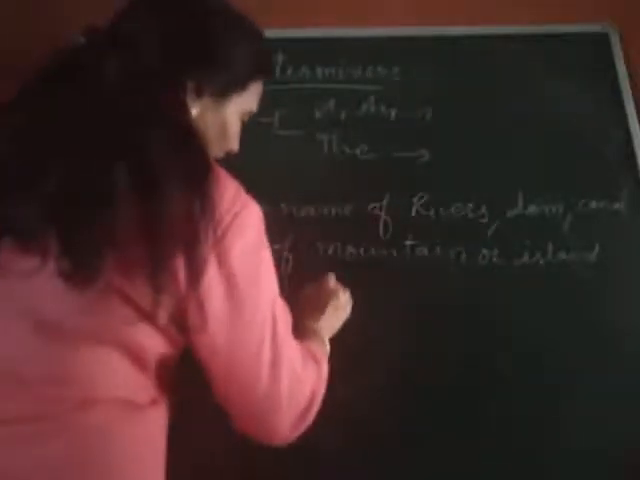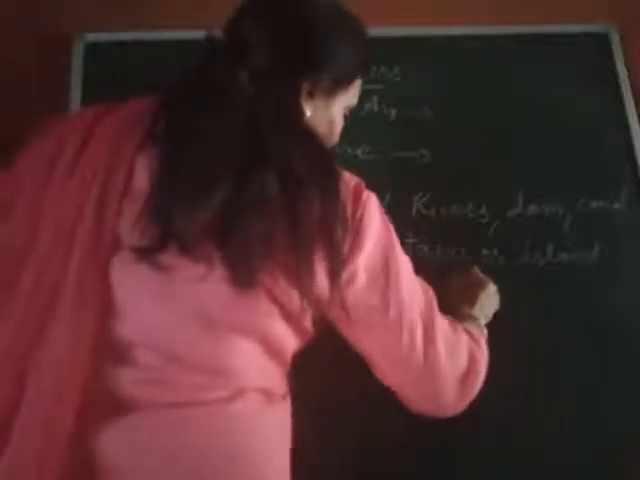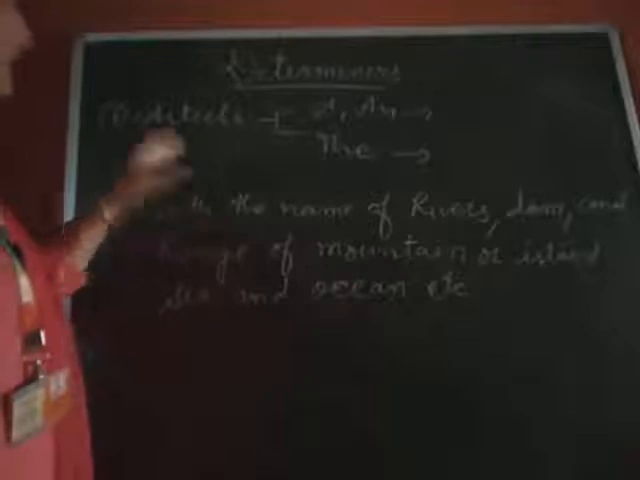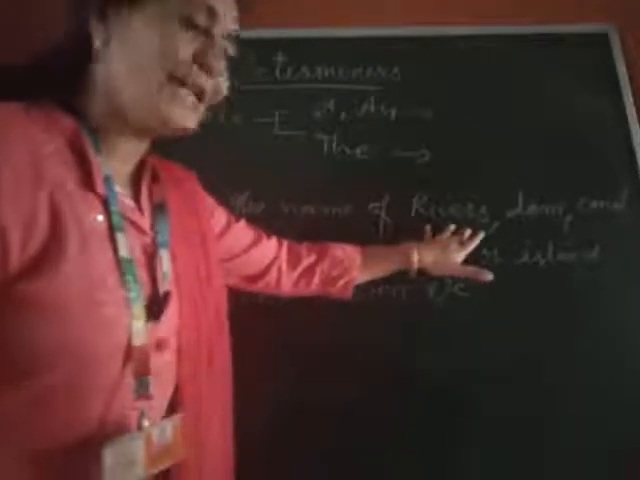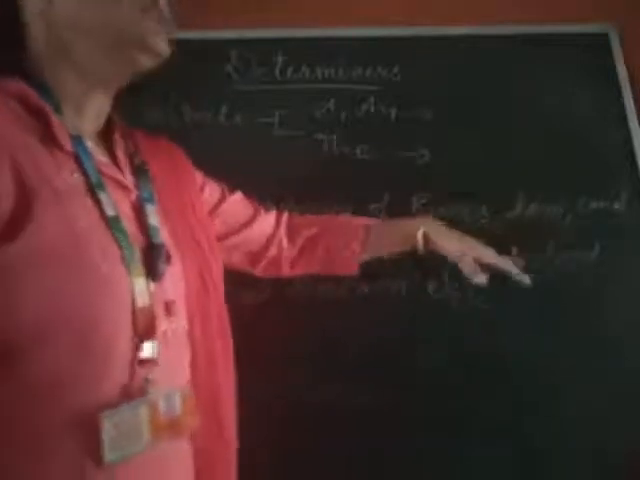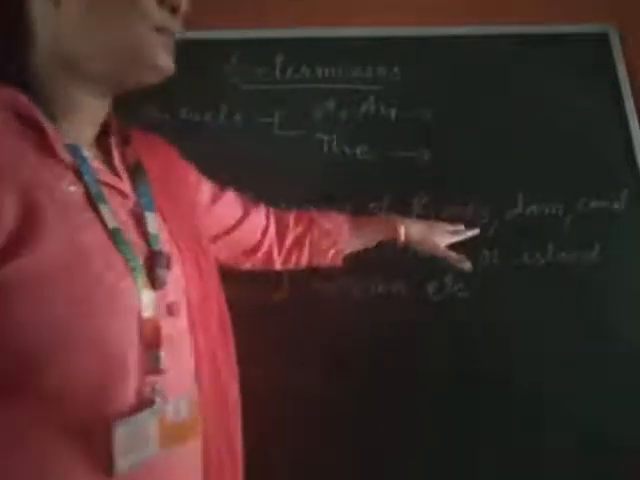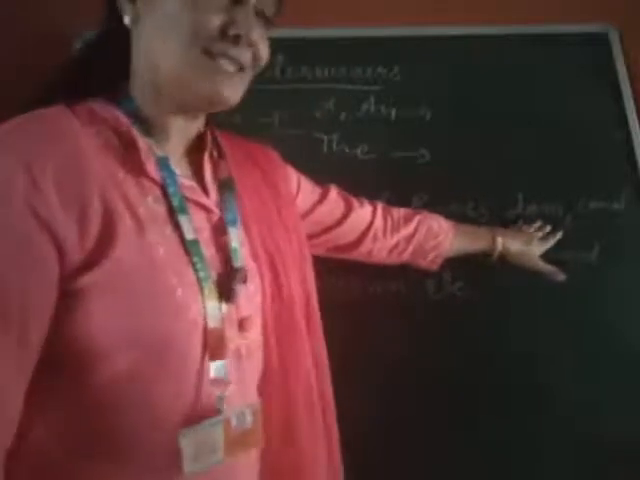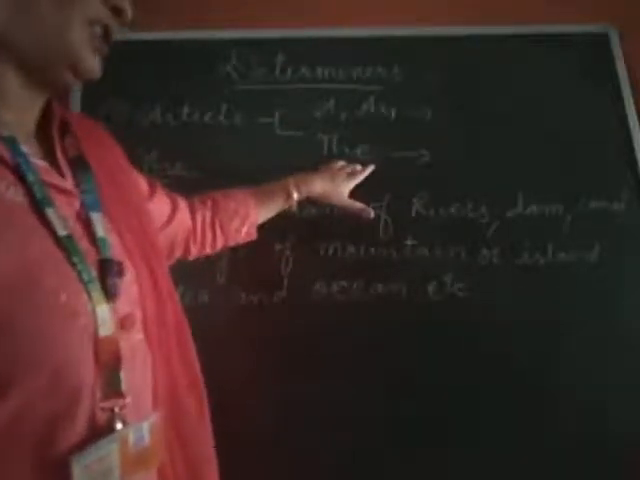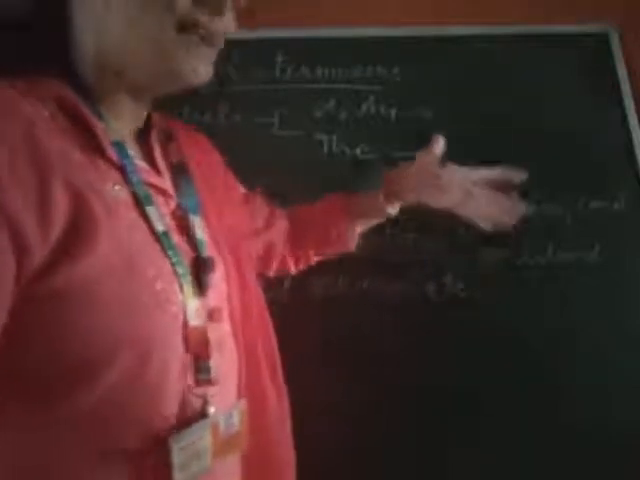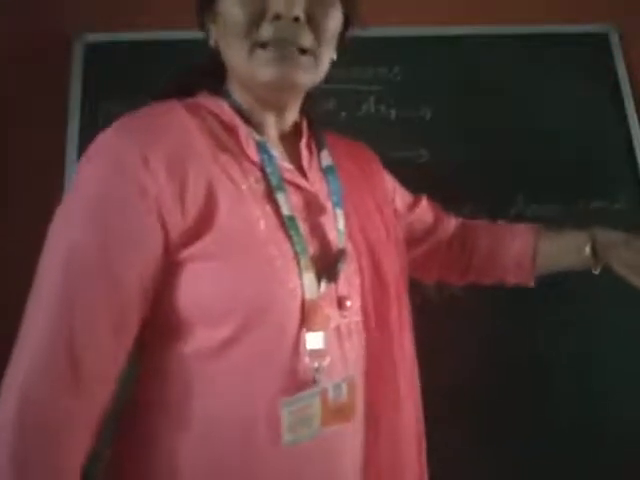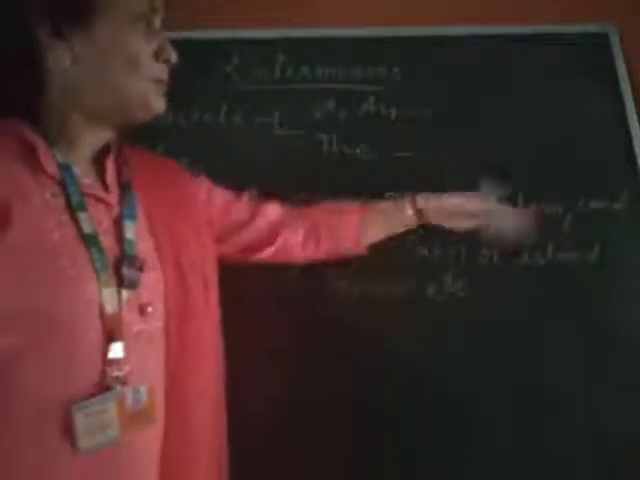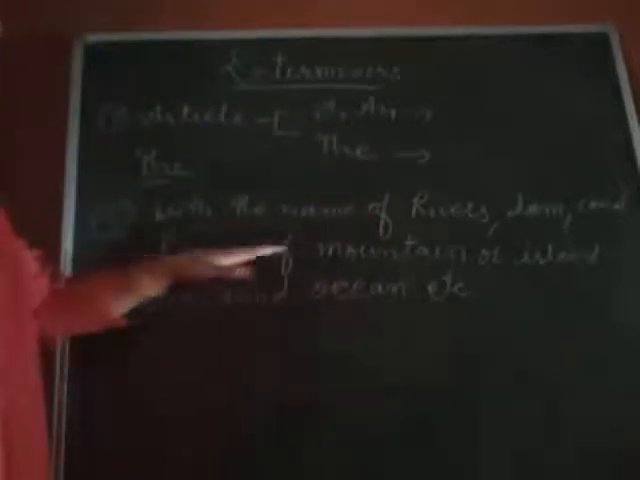And first of all, with the names of rivers, dams, canals, ranges of mountains, islands, seas and oceans, etc. So dear students, the article the is used before the names of rivers like Ganga, Yamuna, Kaveri.